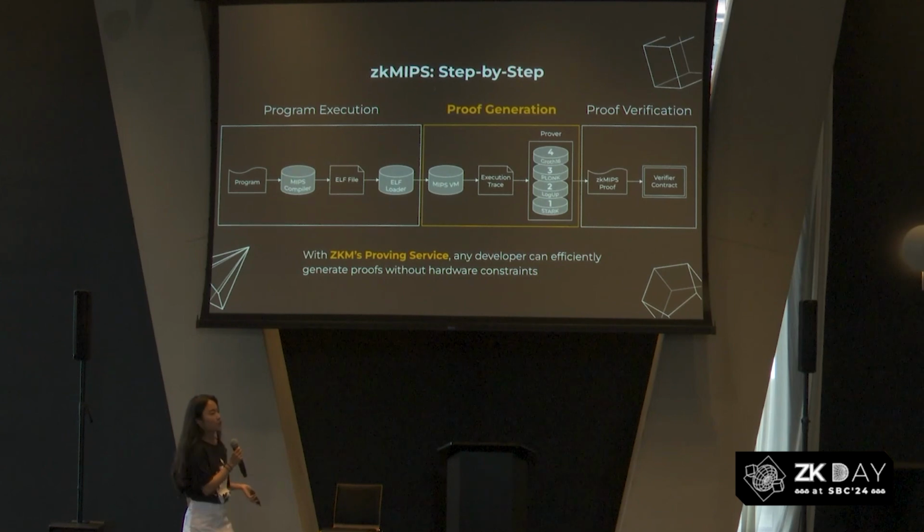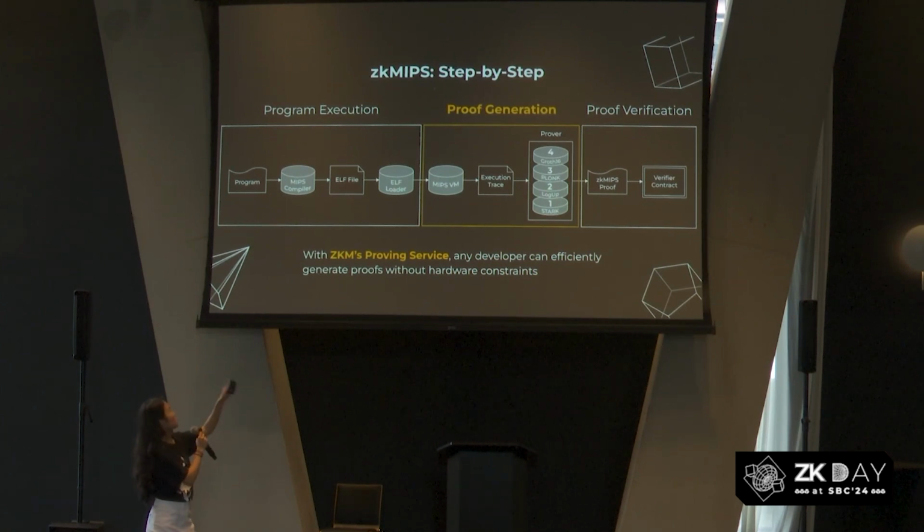So with the proving service, any developer can efficiently generate proofs. It's an alternative to local proof generation. So if you don't have the minimum hardware requirements, which in our case is around 32 gigabytes of RAM, or if you just want faster proof generation.